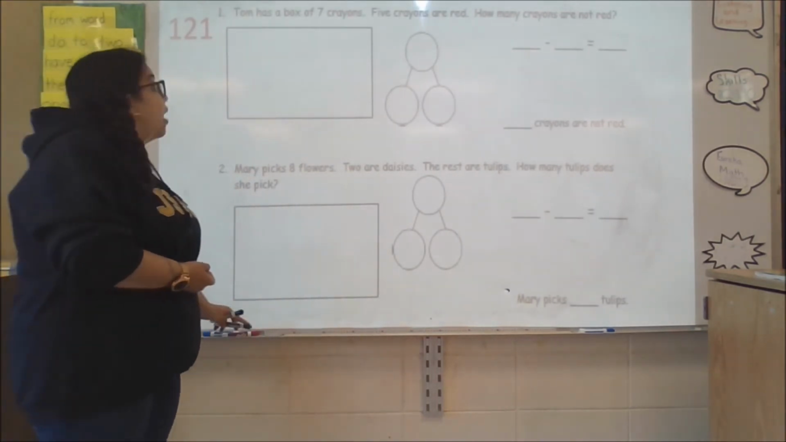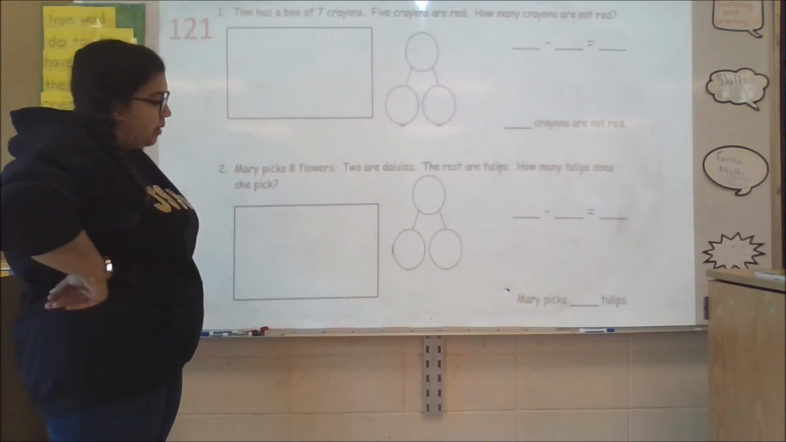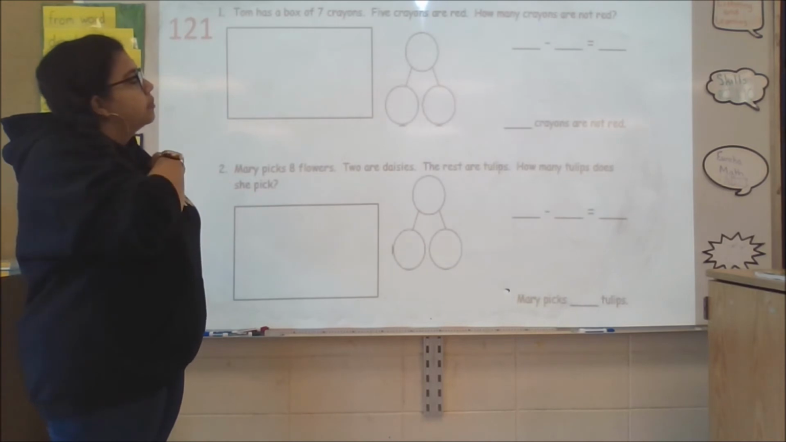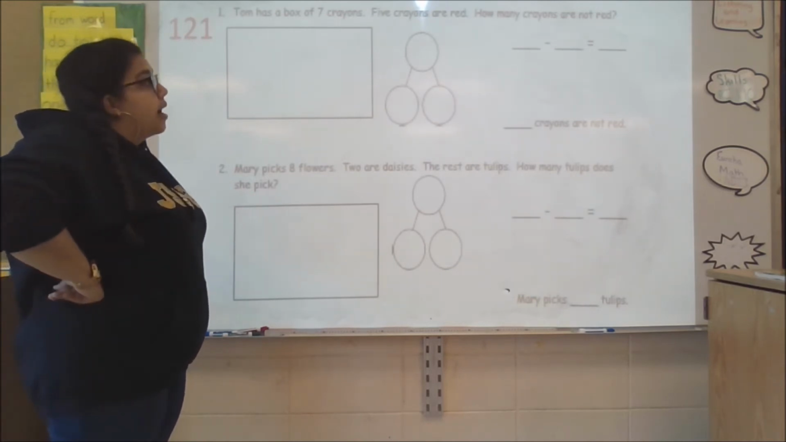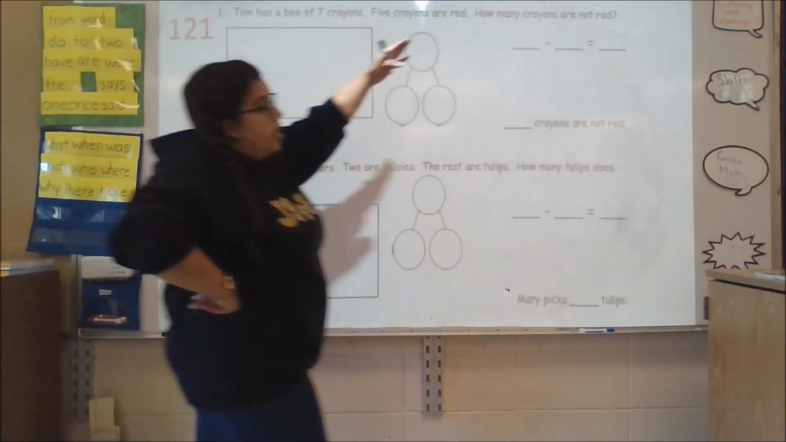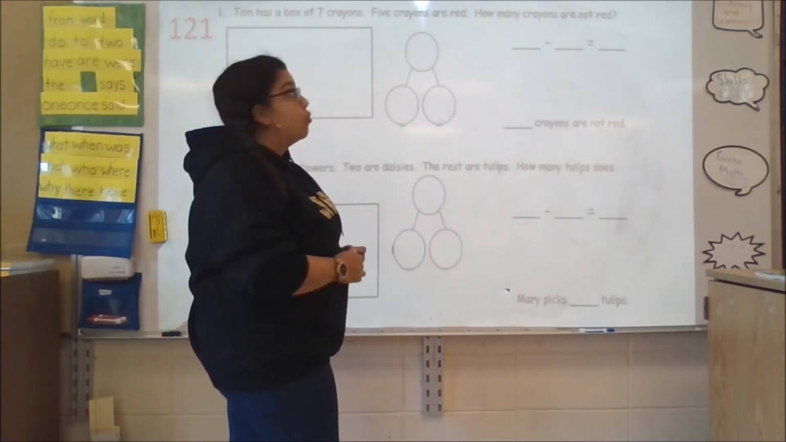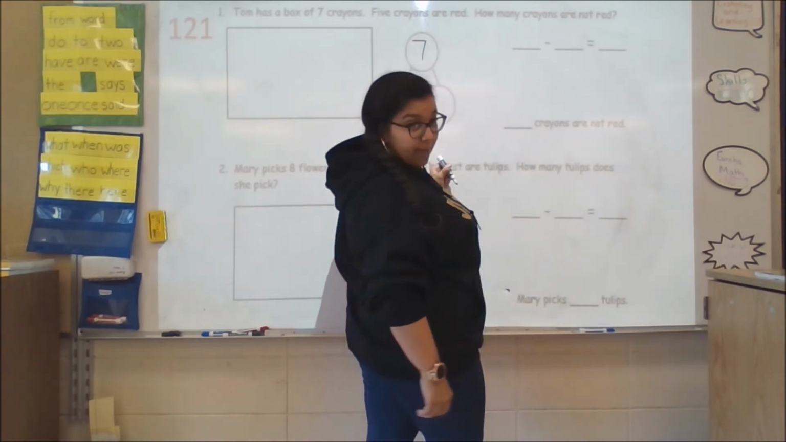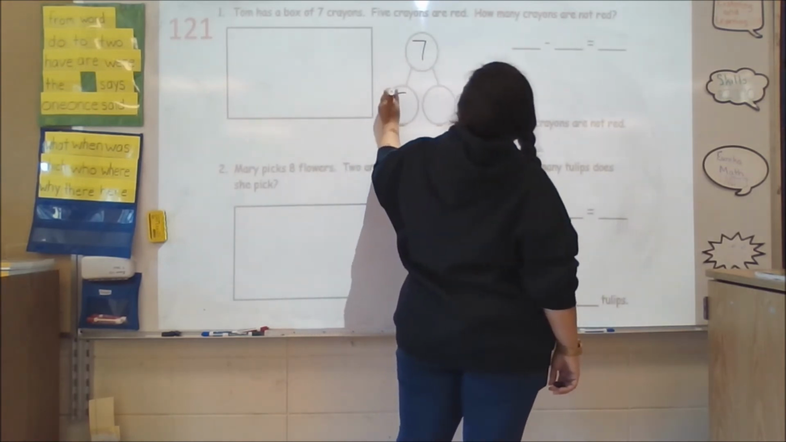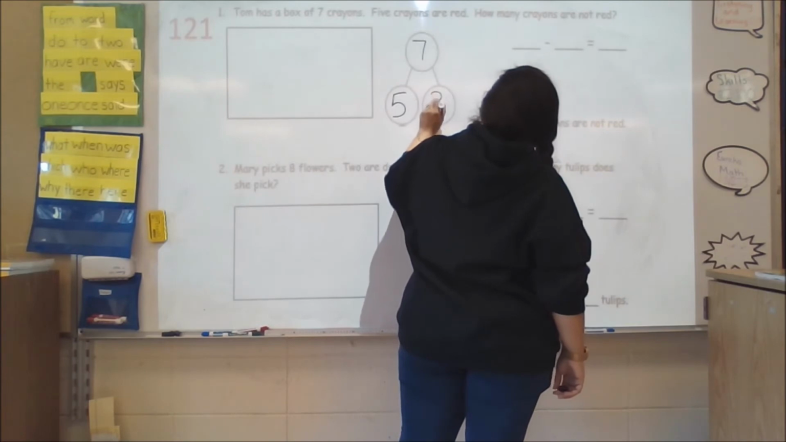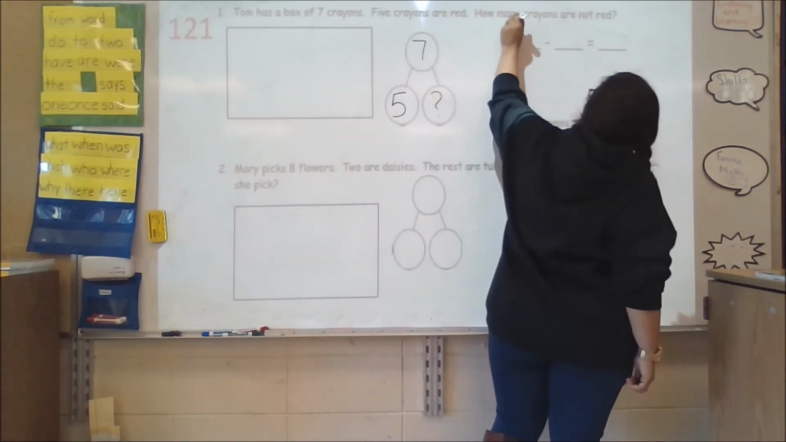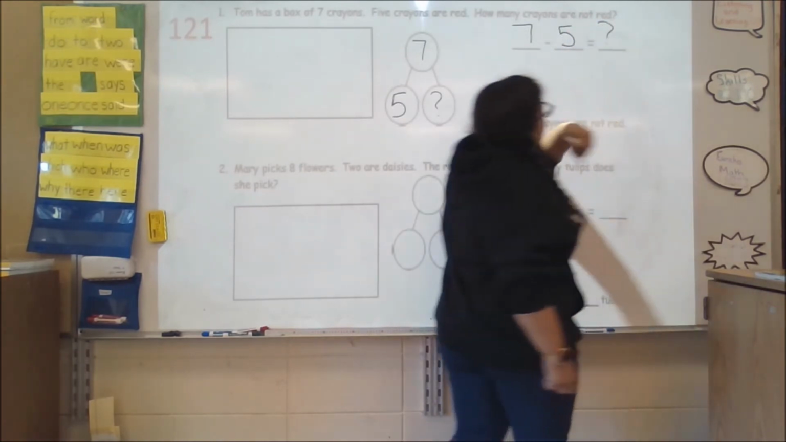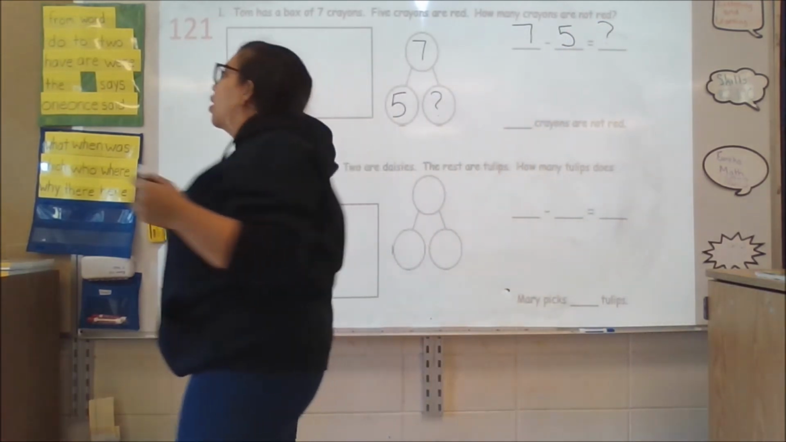And this starts with Tom has a box of 7 crayons. Period. 5 crayons are red. How many crayons are not red? Let's fill out what we know to find out what we don't. He has a box of 7 crayons. I've never seen a box of 7 crayons, but apparently that's what Tom has. He has a box of 7 crayons with 5 red, and we want to know how many are not red. So we're taking all the crayons minus the red crayons to find out how many are other colors. How many are other colors?